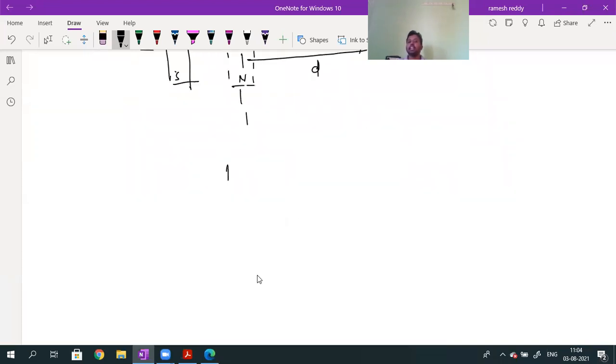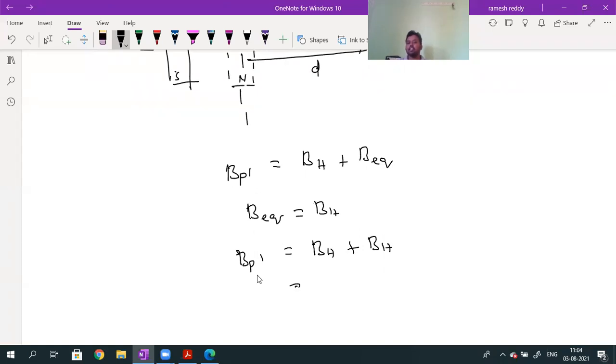What is the resultant magnetic field induction value at point P dash? At point P dash, BH and B equatorial are both in the same direction, so BH plus B equatorial. Since we know the condition from equilibrium, B equatorial will be equal to BH. So BP dash is BH plus BH, and the final answer is equal to 2 BH. Are you getting it, students?